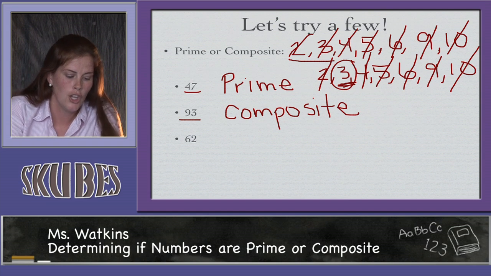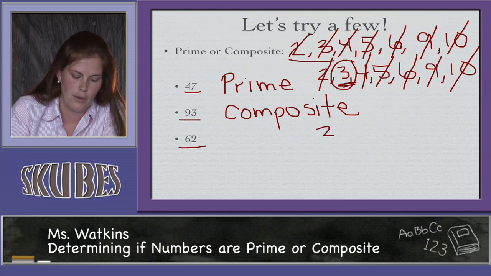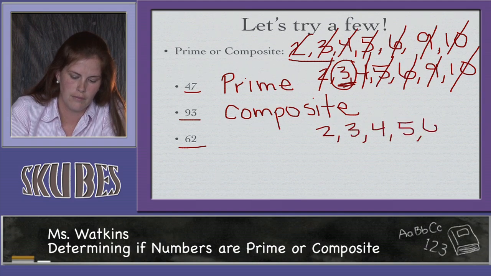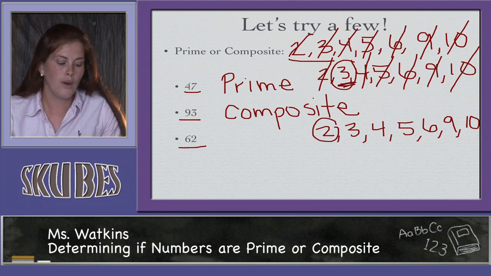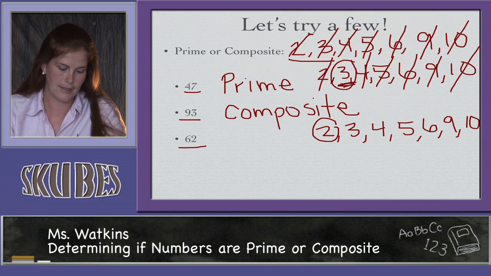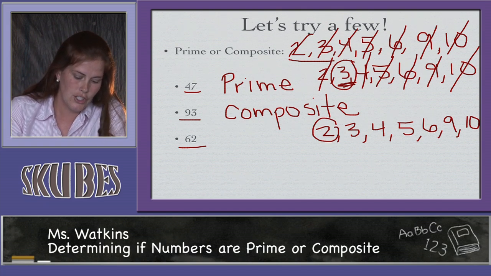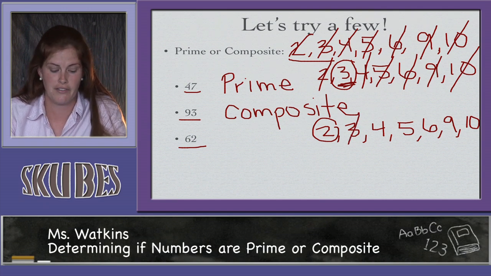All right, let's take the number 62, last one, going through all of our divisibility rules. Okay, we know 62 is divisible by 2 because it's an even number. So already we know that 62 is a composite number, but let's keep going. 62 is not divisible by 3 because 6 plus 2 equals 8, and 8 is not divisible by 3.